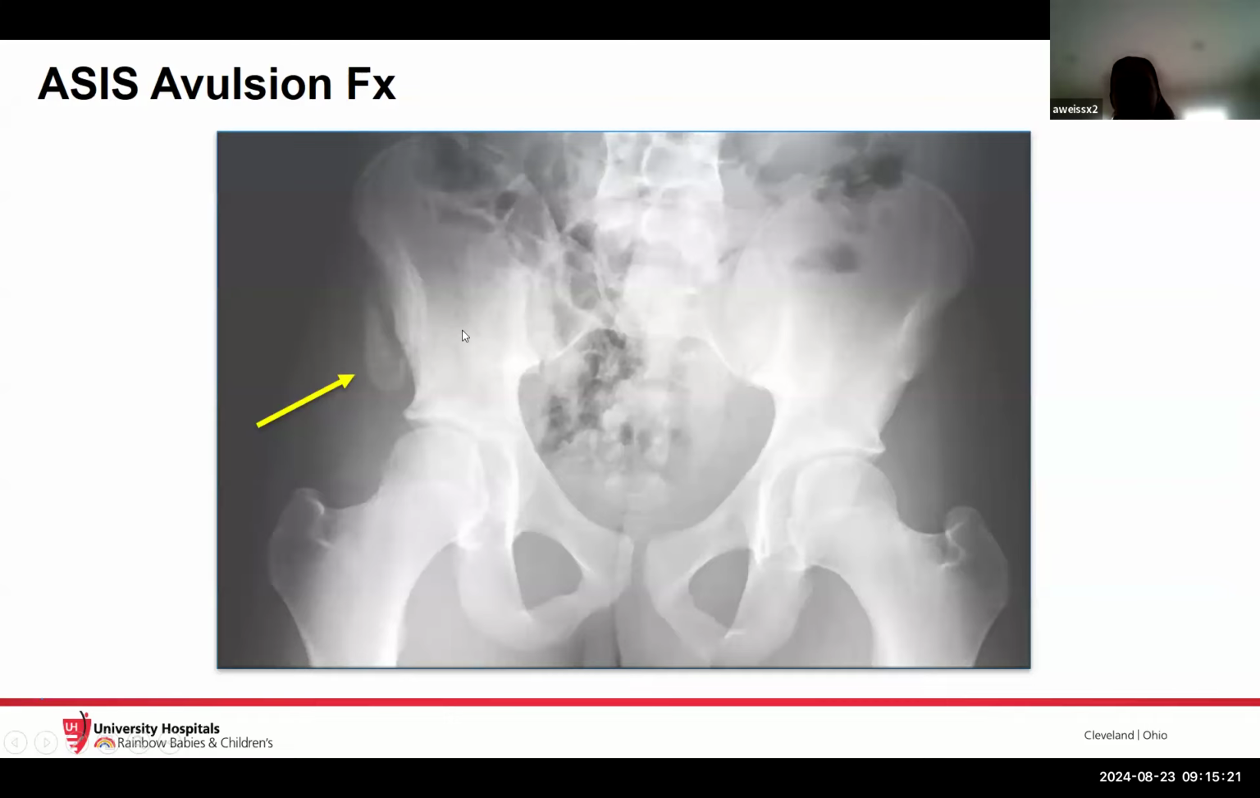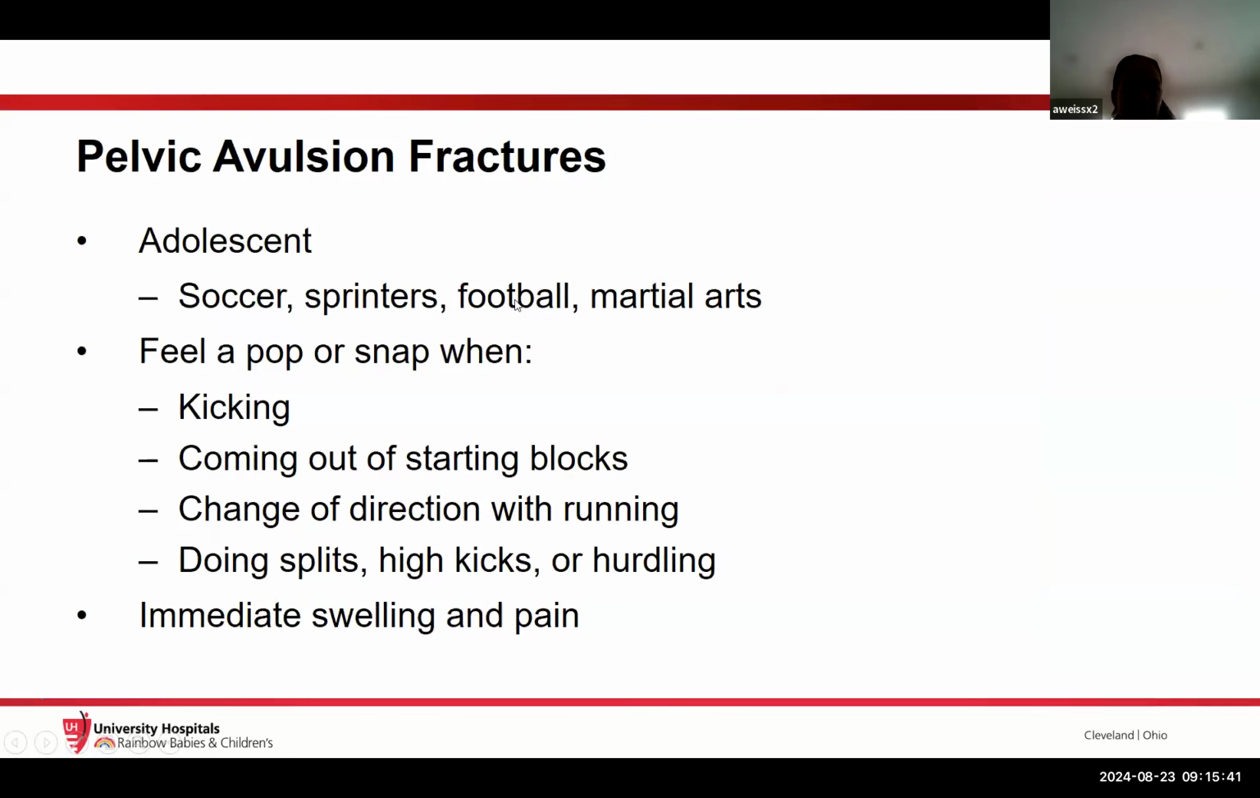I've never had one of these that needed surgery except for a kid who had an AIIS avulsion, and his healing was so significant that he had lost almost all the range of motion in his hip because the healing kind of came way out over his acetabulum and he couldn't move. And so the surgeon went in and revised his callus.